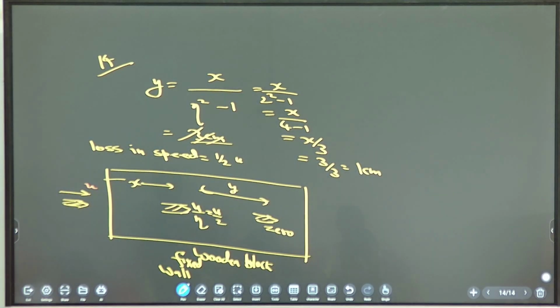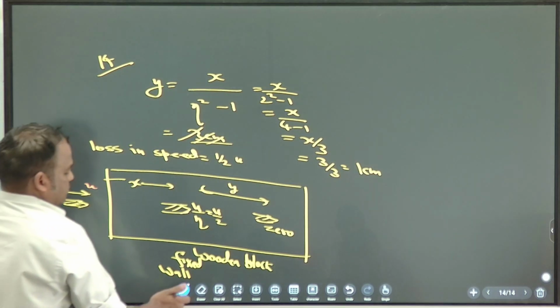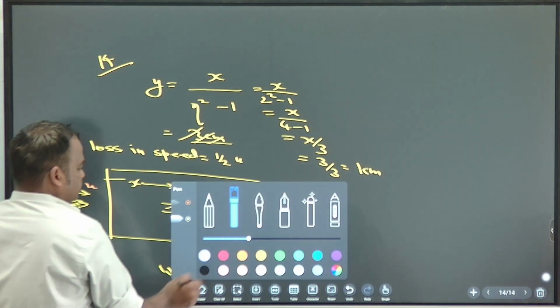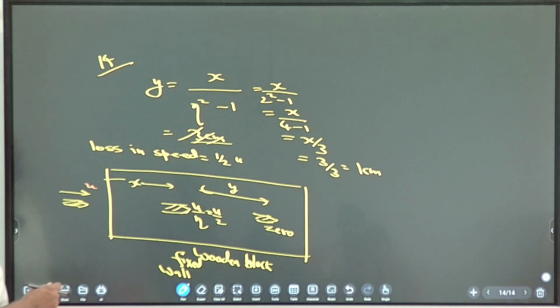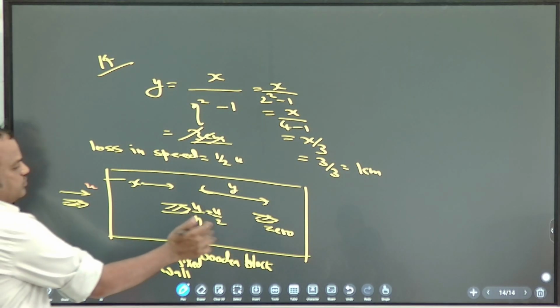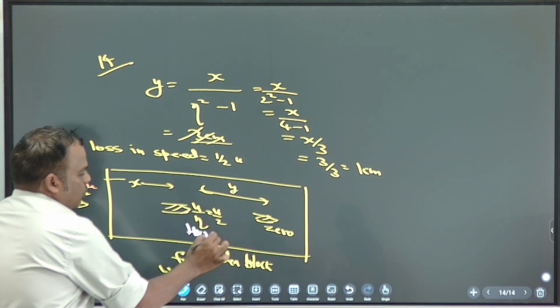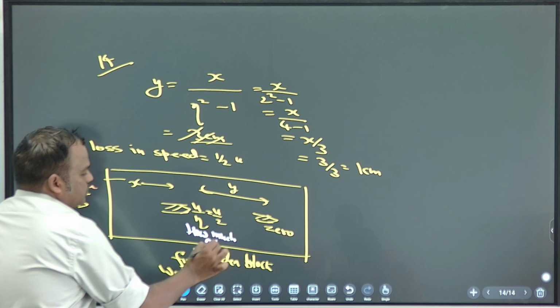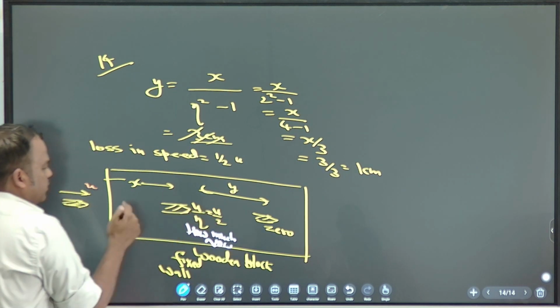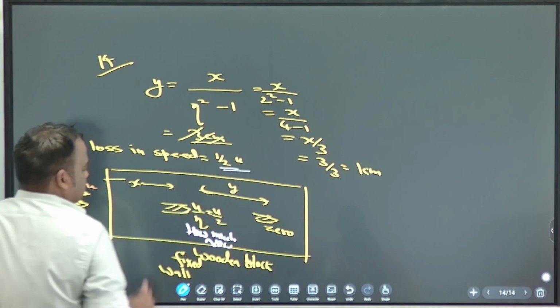Note down. Direct formula. Okay, u by 2 is left, loss is u by 2.